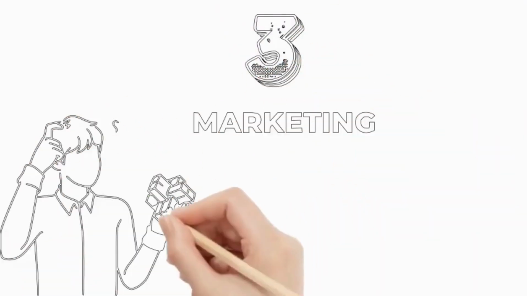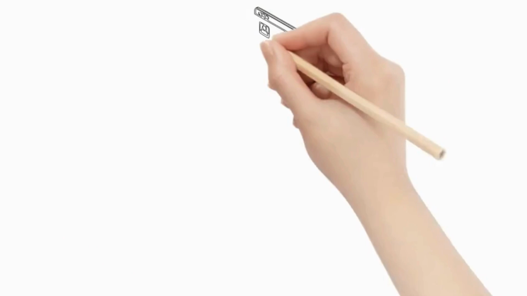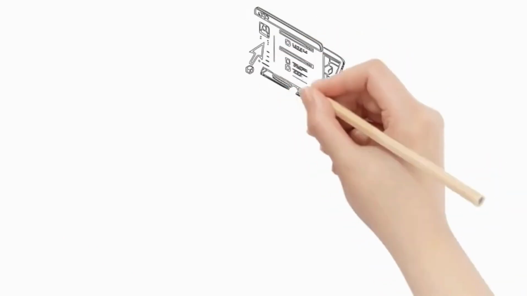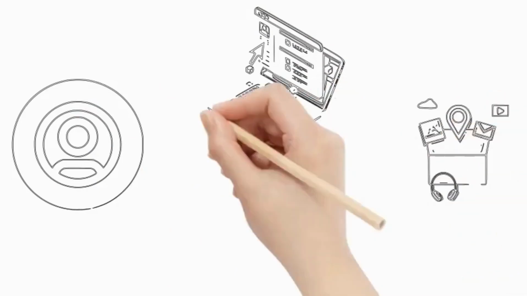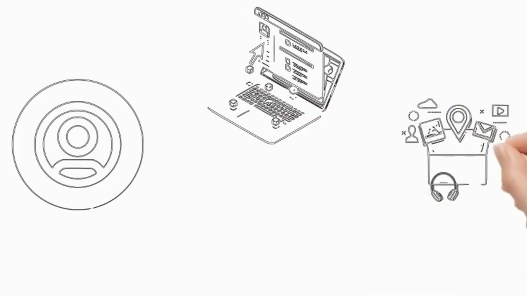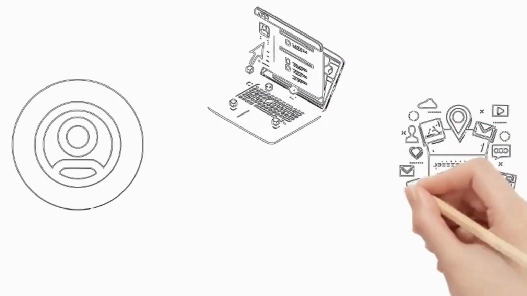Top 3 marketing strategies for small businesses. Strategy number 1. Leverage social media. Platforms like Instagram, Facebook, and LinkedIn are not just for socializing. They're powerful tools for reaching your target audience.